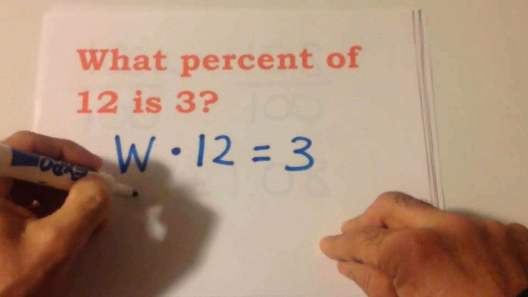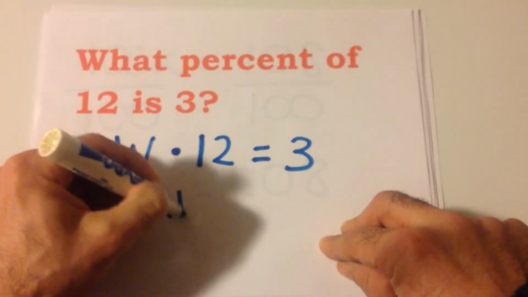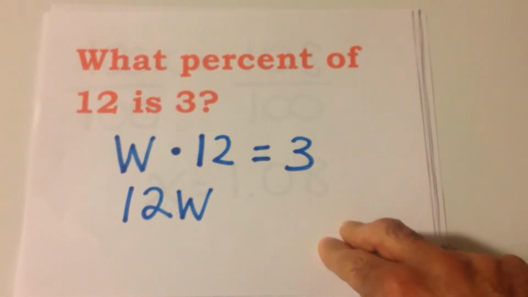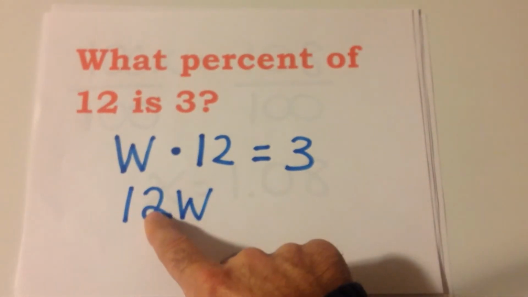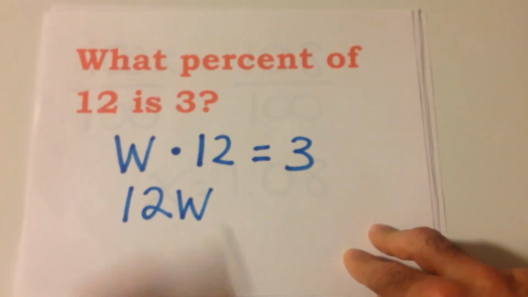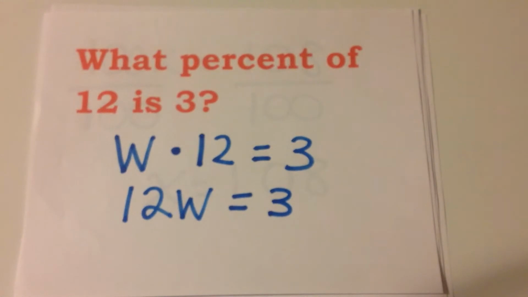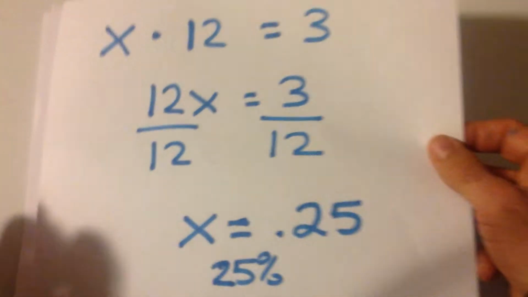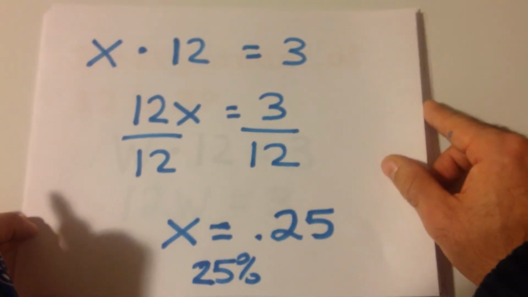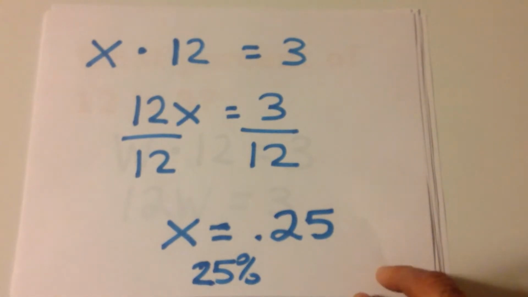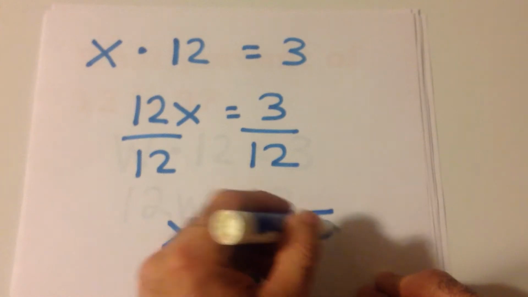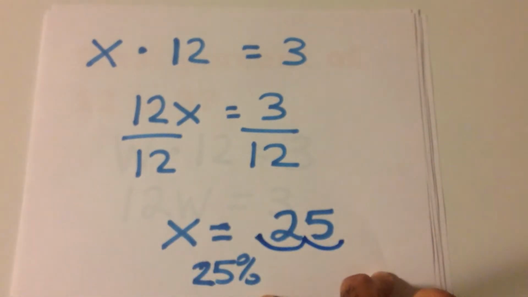We can clean this up. Anytime there's a number next to a letter, it does mean multiplication. This is the coefficient, and that's the variable. 12w equals 3. Alright, so just divide it out. When you divide it out, you get 0.25. And remember, it's asking what percent. So we have to move this twice to get our percent of 25%.